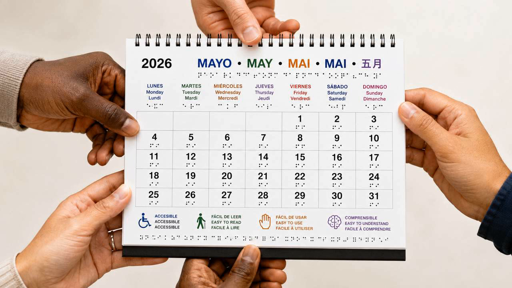Now the calendar has a much simpler job. Instead of presenting every possible date, it only shows the dates that actually make sense. The calendar hasn't disappeared, it just stopped getting in the way. That's accessibility.